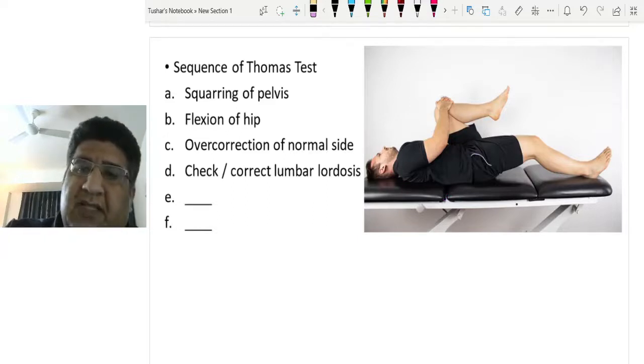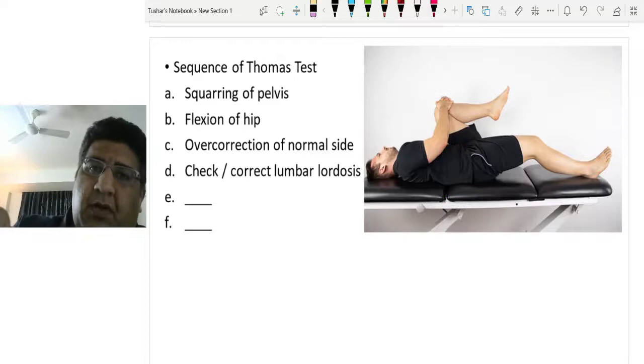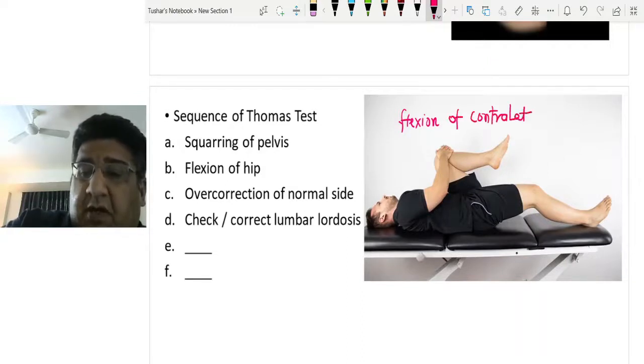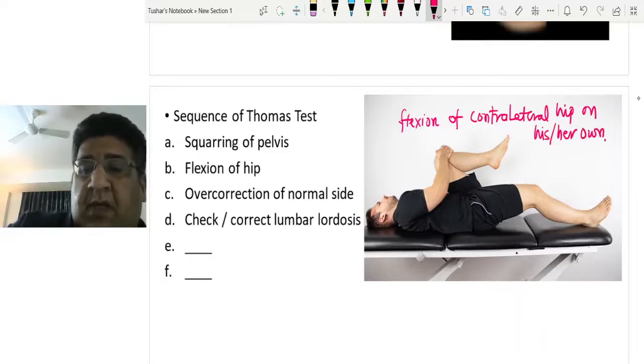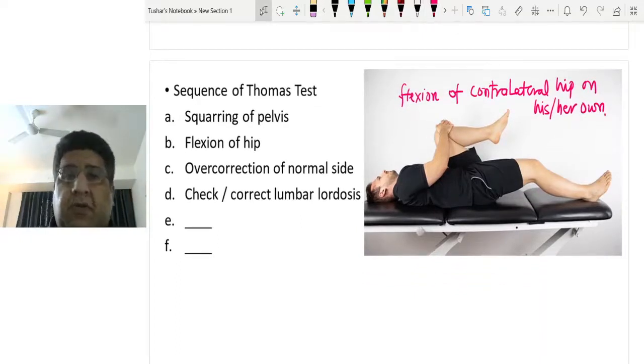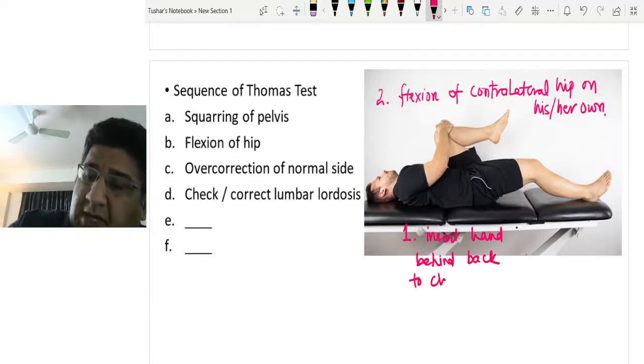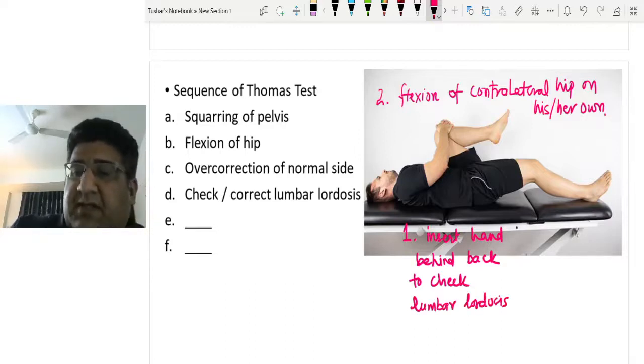Now you ask the patient to flex the contralateral hip on his or her own. This is the flexion of the contralateral hip by the patient. First thing you did, do you remember? This is the second step. What is the first step? You insert your hand behind the back to check for lumbar lordosis. Okay, this is the first thing, the second thing is this.